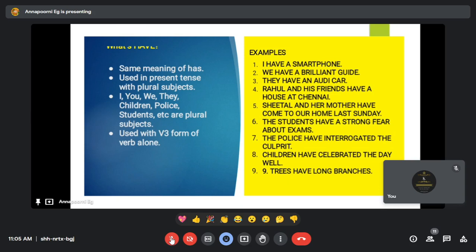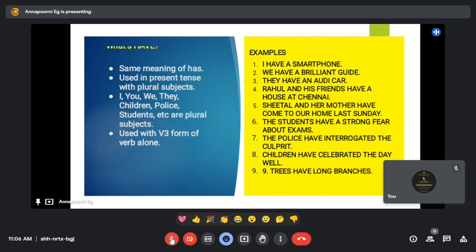First point is same meaning as has. Second one is used in present tense with plural subjects. Then third one is I, you, we, they, children, police, students, etc. are plural subjects. The fourth one is used with V3 forms of verb alone. Okay, Akilan, good, thank you.